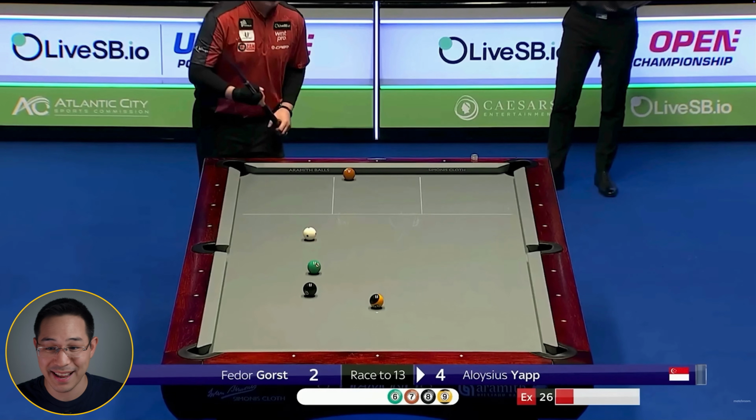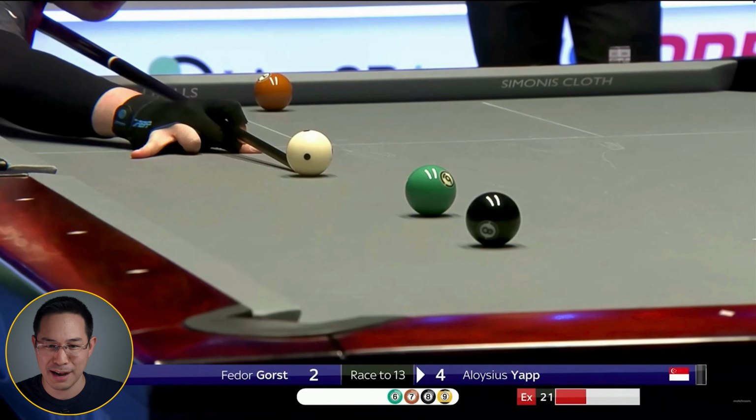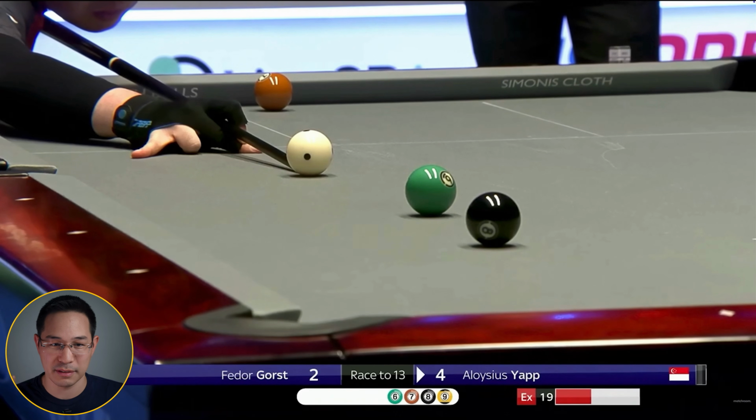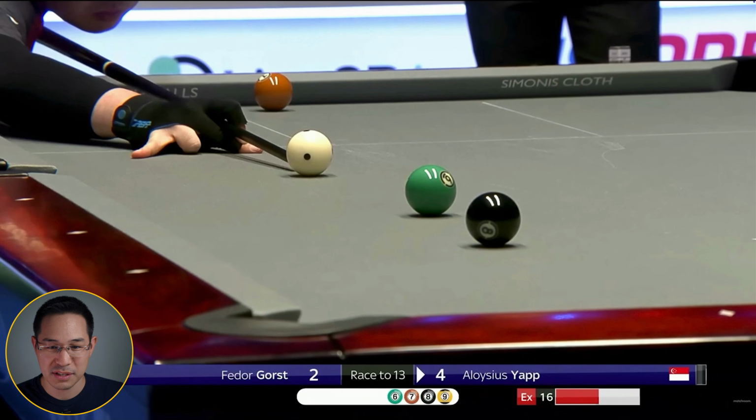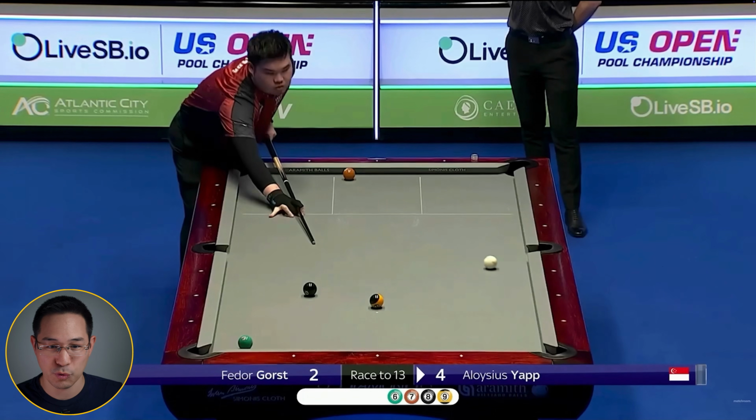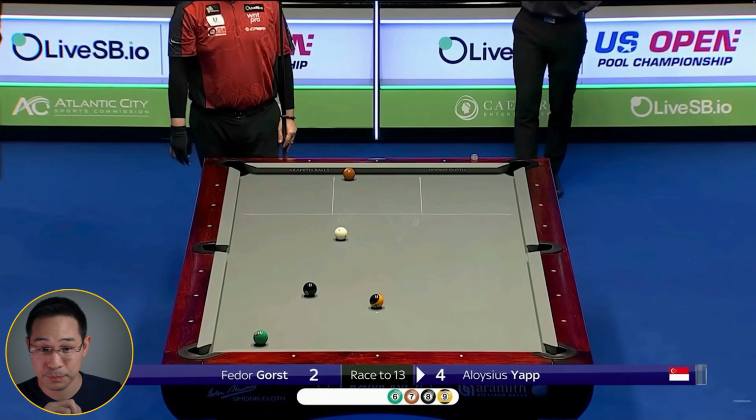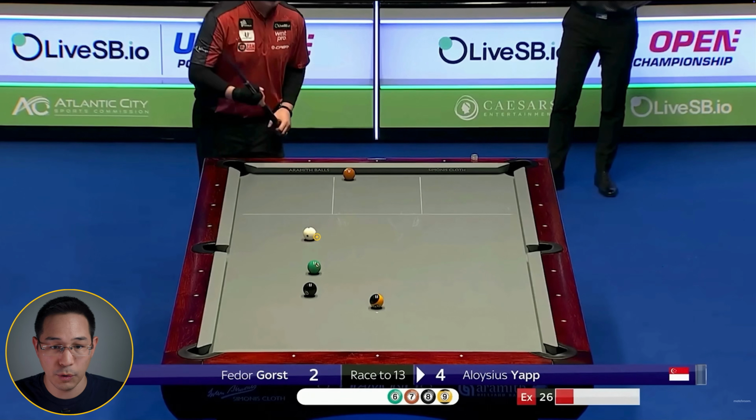Okay, so this is our next example. I'm trying to burn through these pretty quickly here. From here on out, we're going to see a little bit different shot choices. Aloysius decides to try to draw his cue ball out to the side rail with spin and then back out this way.